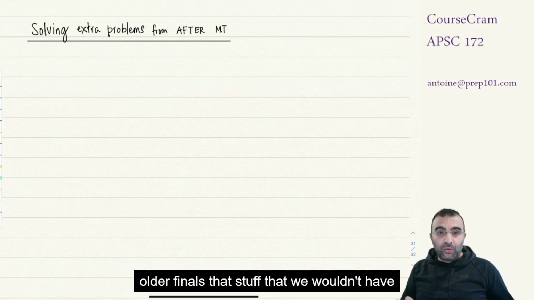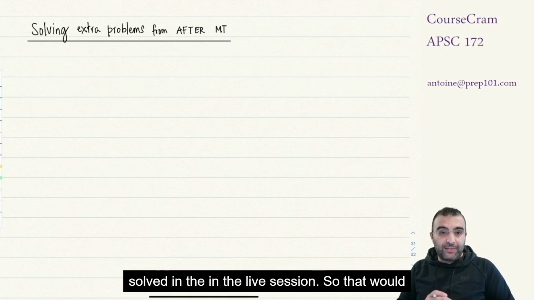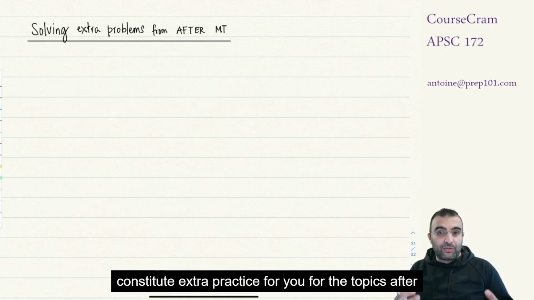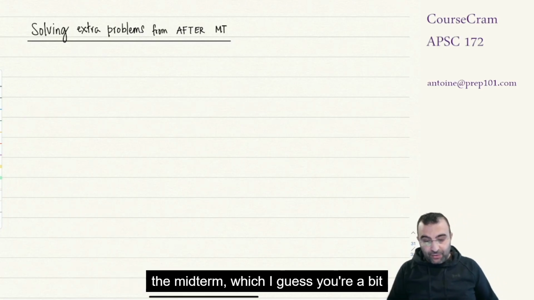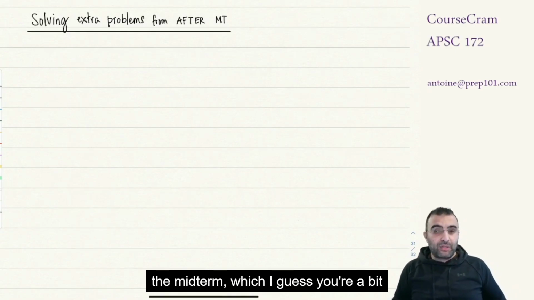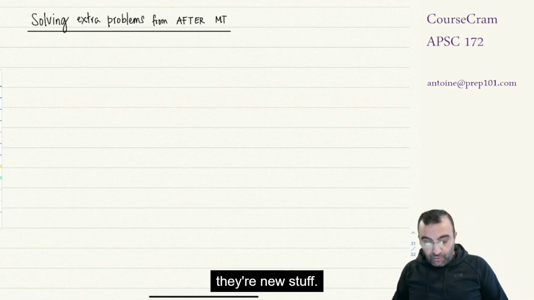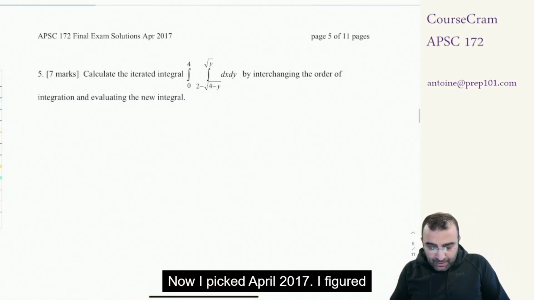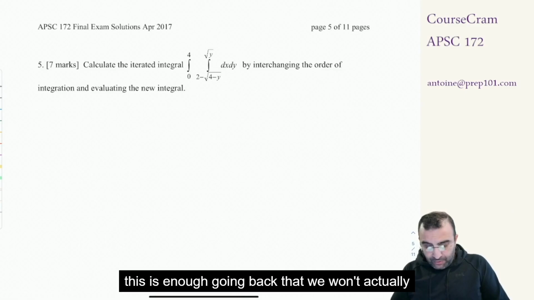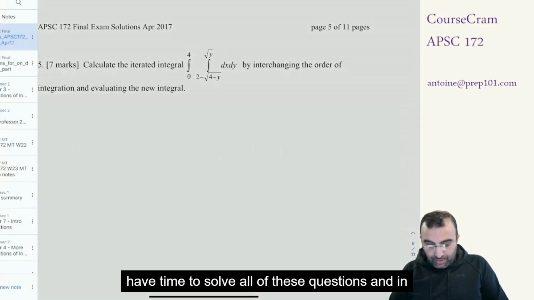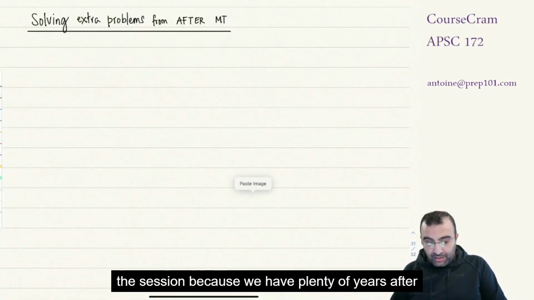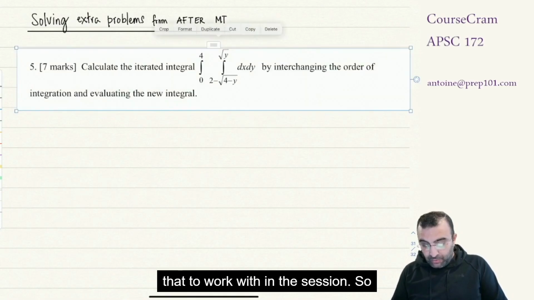I'll choose older finals, stuff that we wouldn't have solved in the live session, so that would constitute extra practice for you for the topics after the midterm, which I guess you're a bit more stressed about than the stuff from the midterm, because they're new stuff. Now, I picked April 2017. I figured this is far enough back that we won't have time to solve all of these questions in the session, because we have plenty of years after that to work with in the session.